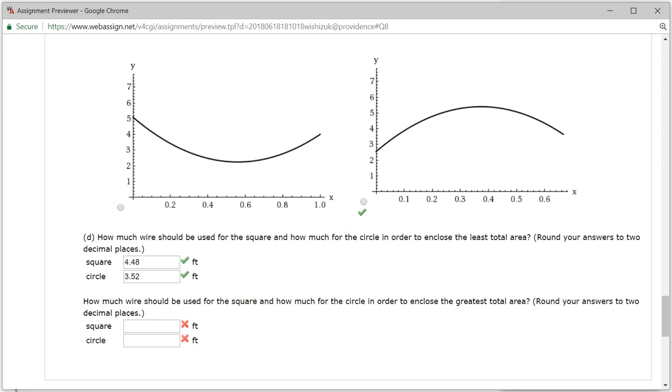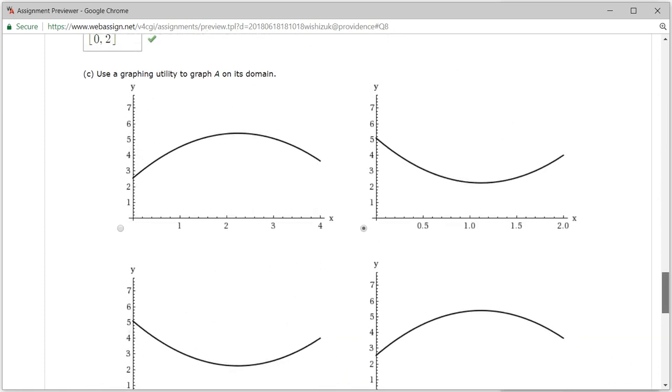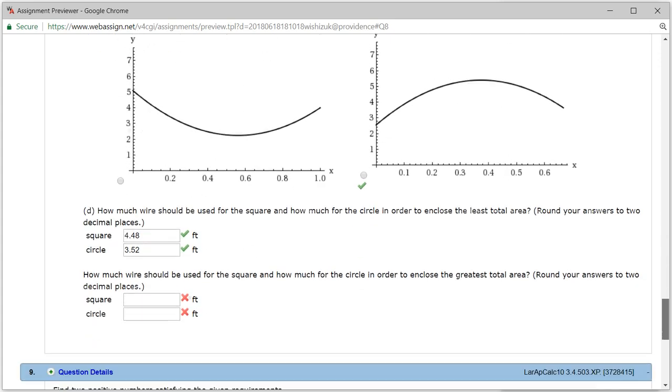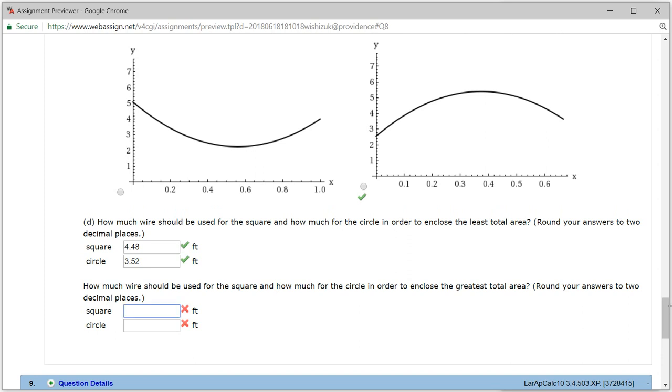The second part of the question is how much wire should be used for the square and how much for the circle, to enclose the greatest total area. If you look at the picture here, the best way would be right here. This is the highest point, which means that x equals 0. So you use none of the wire for the square and you use all the wire for the circle. So the square is going to be 0 and for the circle you use 8.